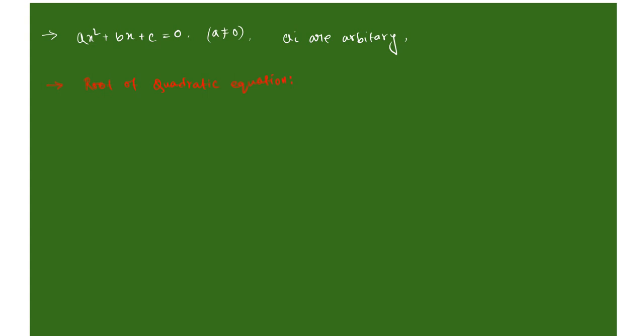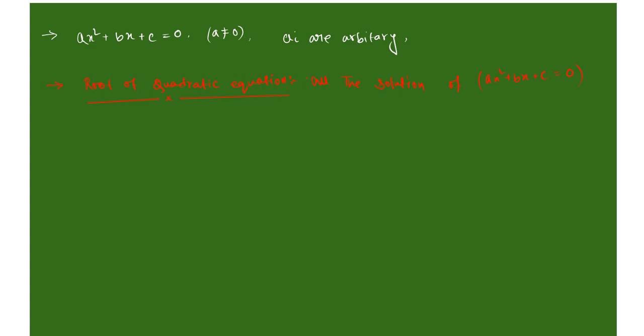Okay, so what is the root? The main thing is, all the solutions of ax square bx plus c is equal to 0, of this equation. So from here we'll get all the solutions of the equation.